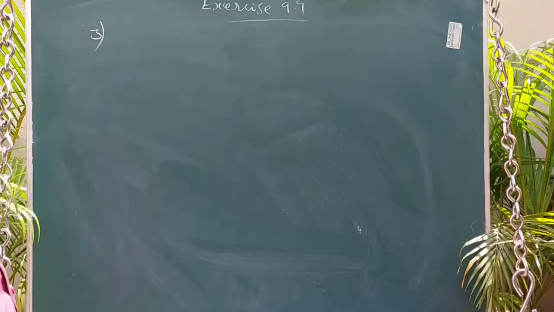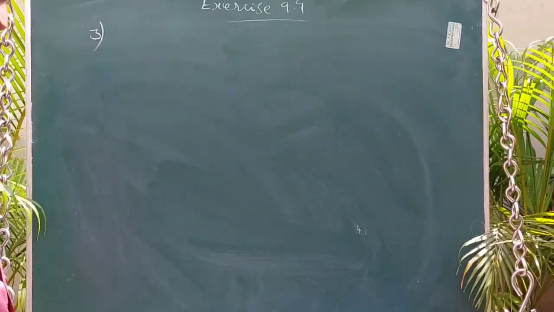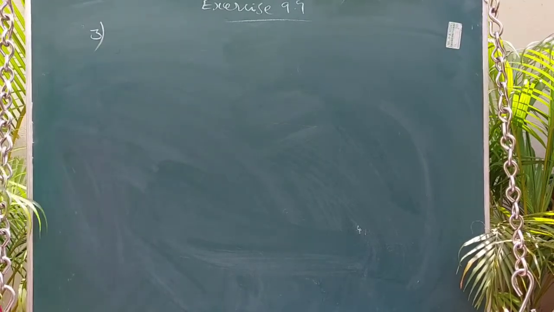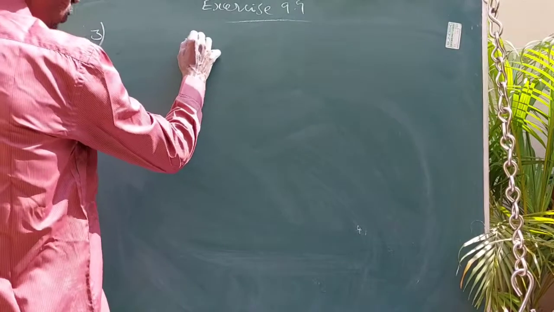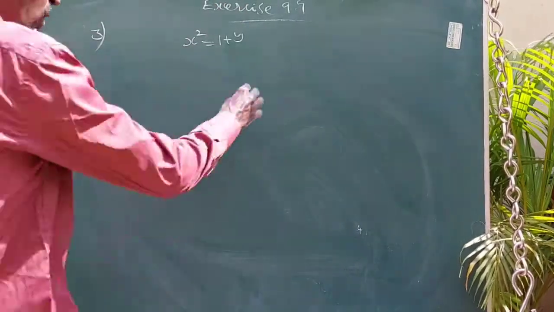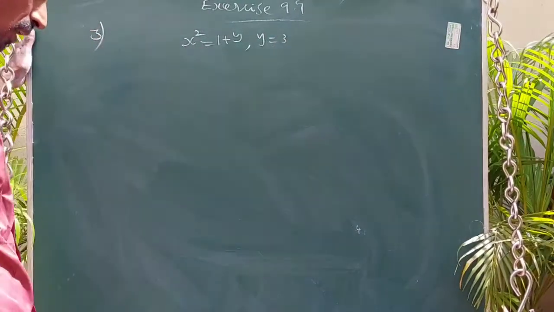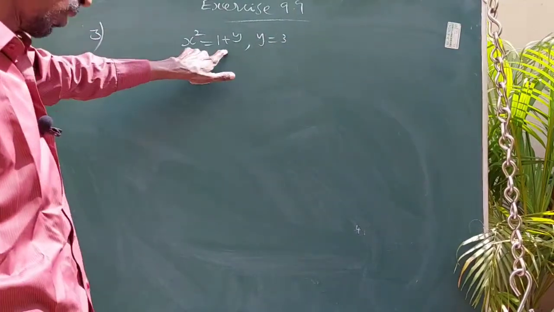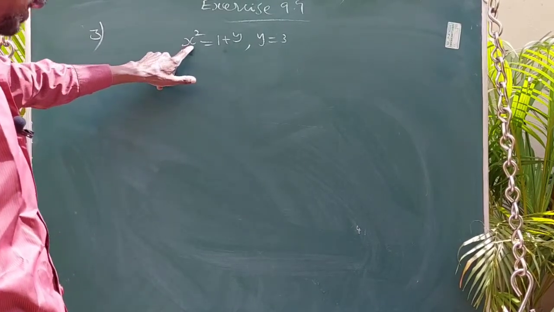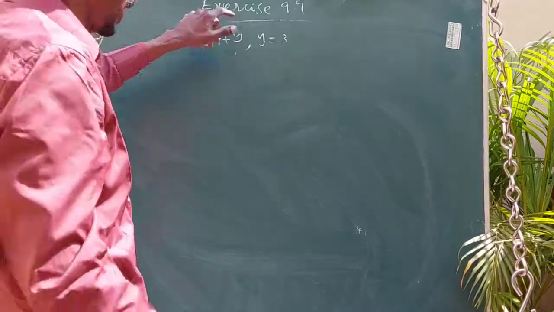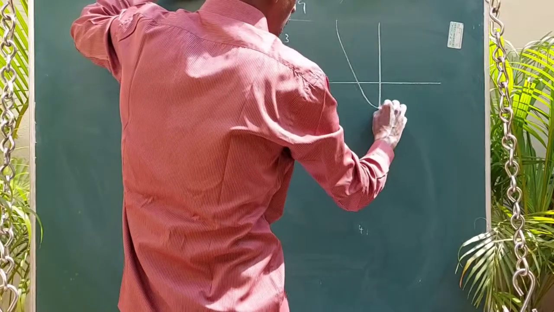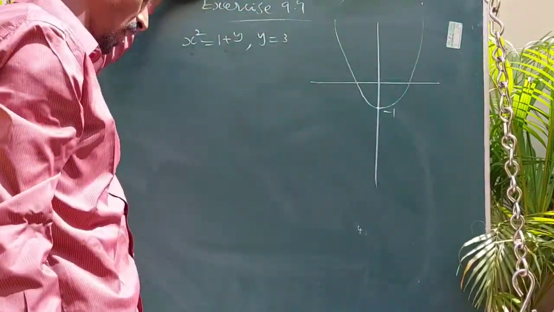Question number 3 in exercise 9.9: find by integration the volume of the solid generated by revolving about the y axis the region enclosed by x square equal to 1 plus y, and y equal to 3. Look here, x square equal to y is again a parabola opening upward. But if you put x equal to 0, we get y equal to minus 1. So the parabola opens upward but passes through minus 1.